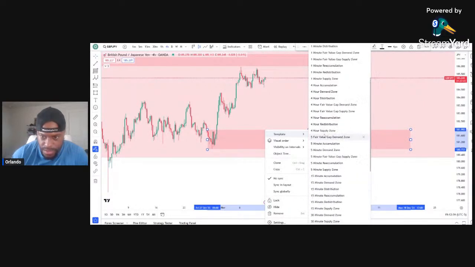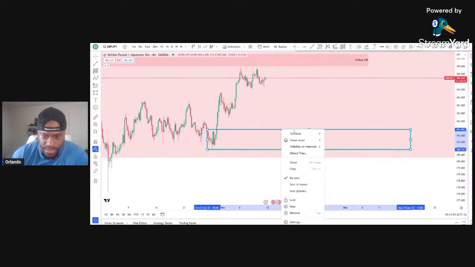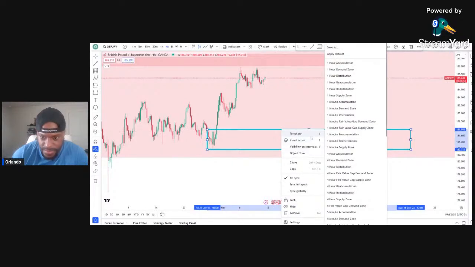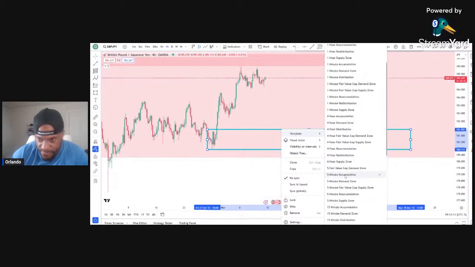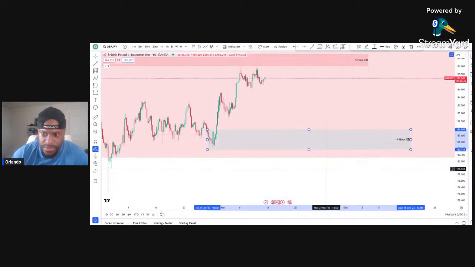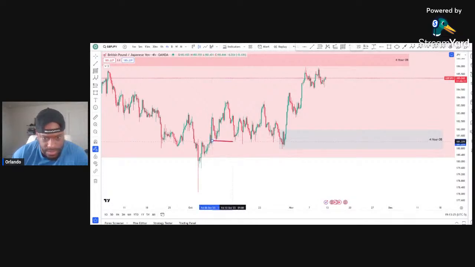4-hour. Not 4-hour accumulation. I'm going to say 4-hour demand zone. There we go. All right, cool. So as you can see, our price accumulated. This is a reaccumulation, some type of channel, some type of triangle, right here.